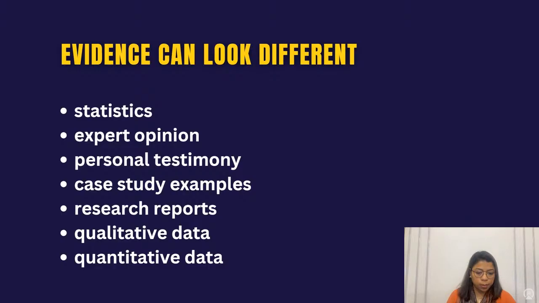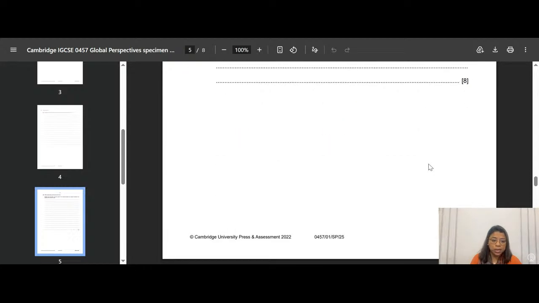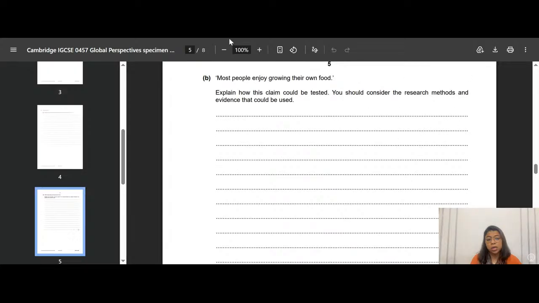In this paper, this question: most people enjoy growing their own food. Now here specifically we are going to understand how to look for evidence in such questions. Obviously this question carries 8 marks. It has multiple parts to answering. In today's class we are going to focus on the first basic part of how to look for the evidence.